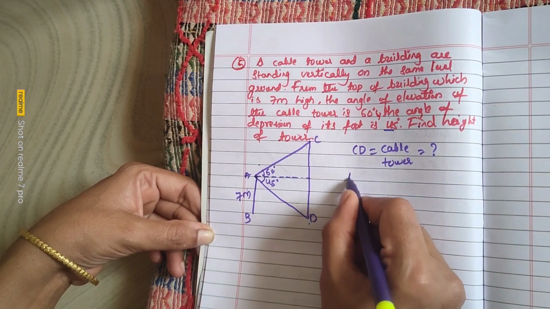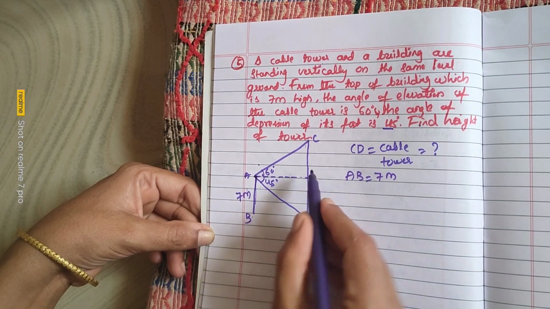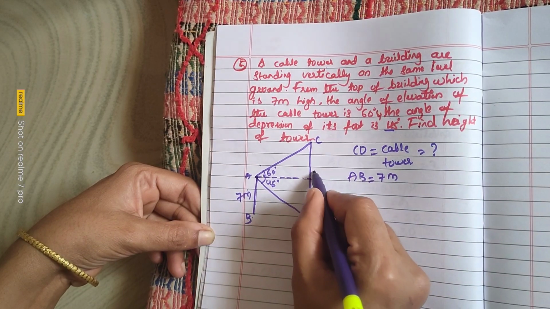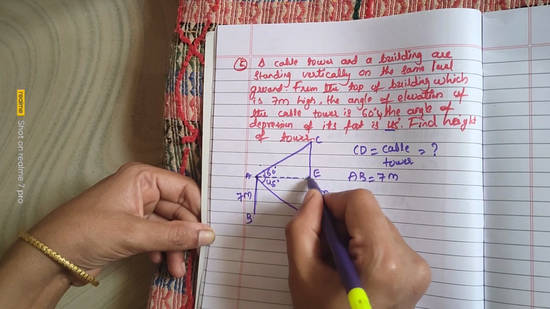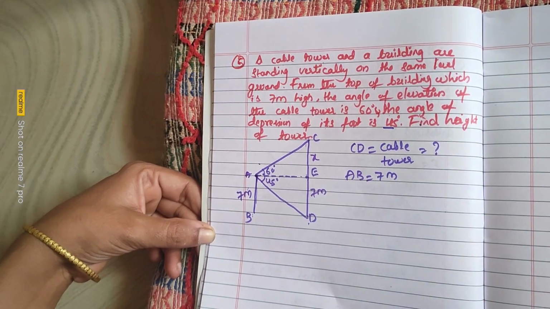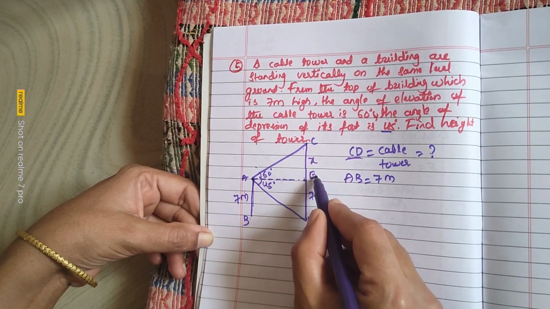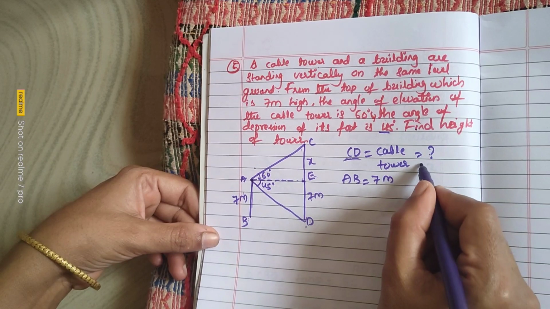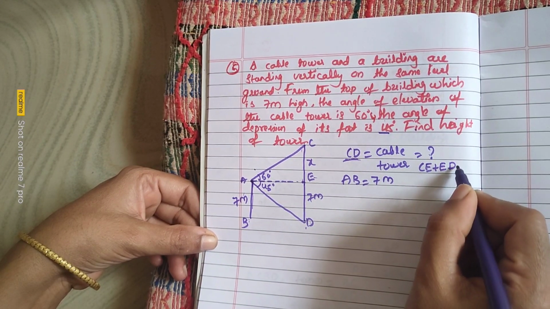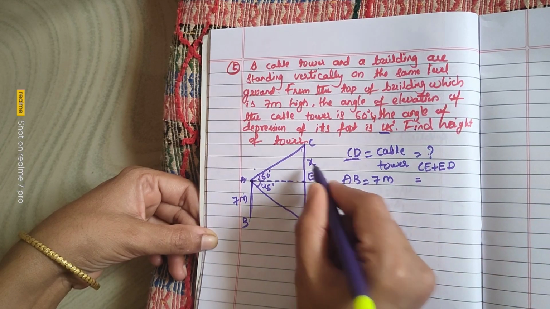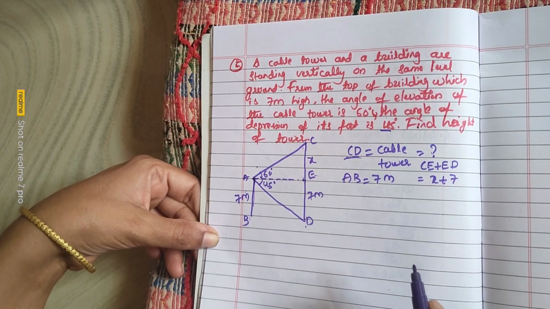AB is the height of the building. This is 7 meter. If this is 7 meter, this is also 7. I call this as point E. This is 7, this is also 7. I call this as X. So we will find out CD. CD means how much here? CD is CE plus ED, which is X plus 7. Yes, we'll find it for this one.